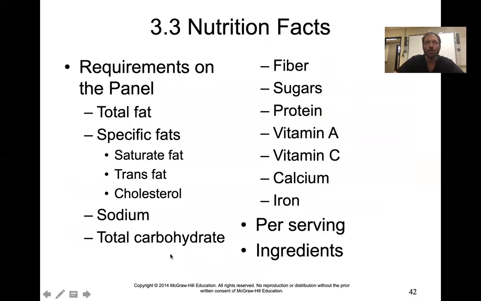Right. So, requirements on the panel. You want the total fat, specific fat. So is it saturated fat, trans fat, or cholesterol? All right, I'm not afraid of saturated fat or cholesterol. You need both of those.